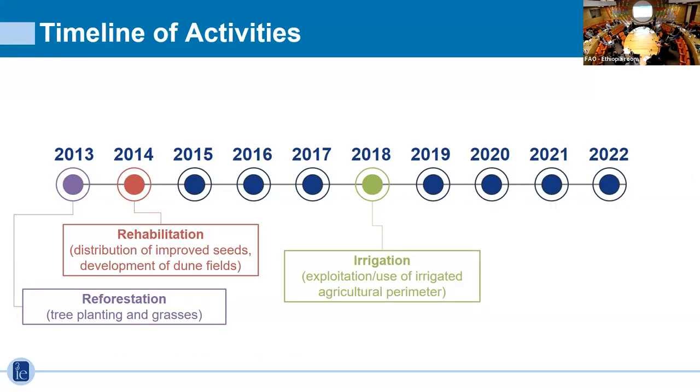So briefly, a timeline of these activities. So the reforestation and rehabilitation activities, which included the dune fields, tree planting, and different seeds, started occurring in 2013 and 2014. And then the irrigation and the use of the irrigated perimeters began in 2018.